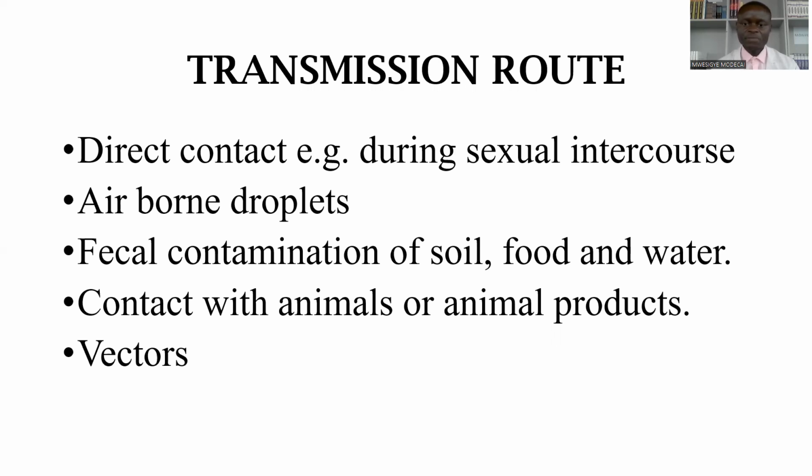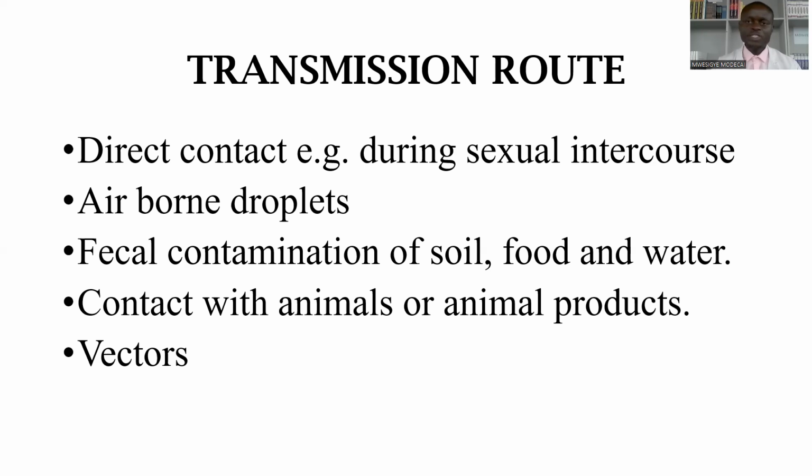We talk about fecal contamination. This is a route we call the feco-oral route. There is contamination of soil, food, and water, and once they gain access to the mouth of another individual, that is how you get the problem. We talk about contact with animals and animal products. For example, zoonotic diseases. Most of the time, this is the route of transmission. Then we also talk about vector transmission, where some insects pick the microorganism from wherever it is and bring it to the individual.